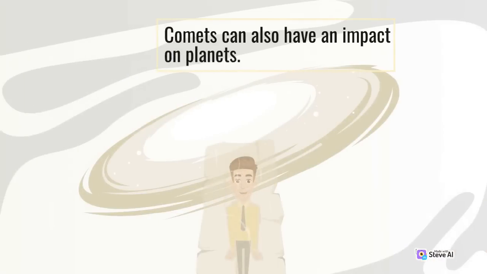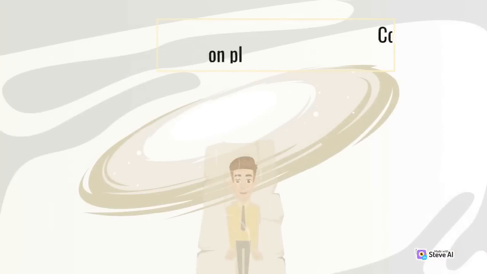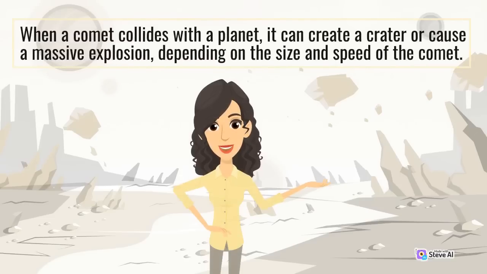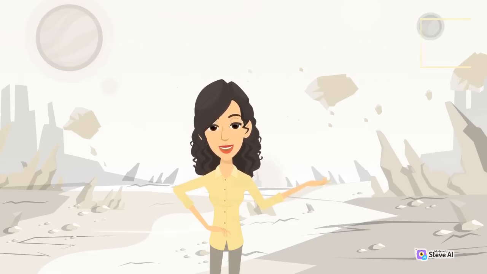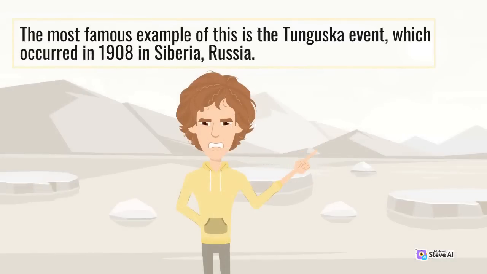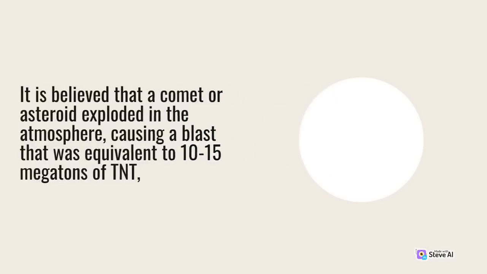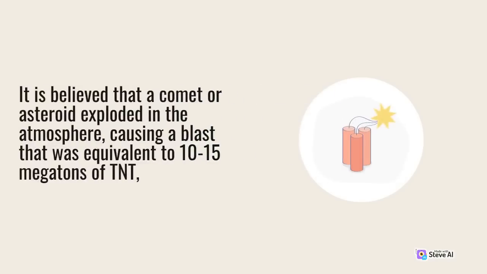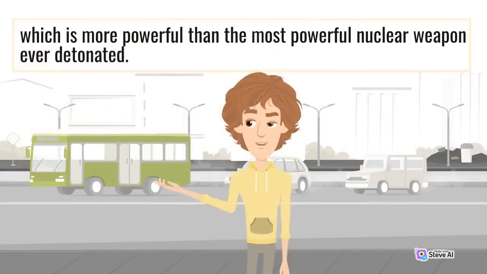Comets can also have an impact on planets. When a comet collides with a planet, it can create a crater or cause a massive explosion, depending on the size and speed of the comet. The most famous example of this is the Tunguska event, which occurred in 1908 in Siberia, Russia. It is believed that a comet or asteroid exploded in the atmosphere, causing a blast that was equivalent to 10 to 15 megatons of TNT. Which is more powerful than the most powerful nuclear weapon ever detonated.